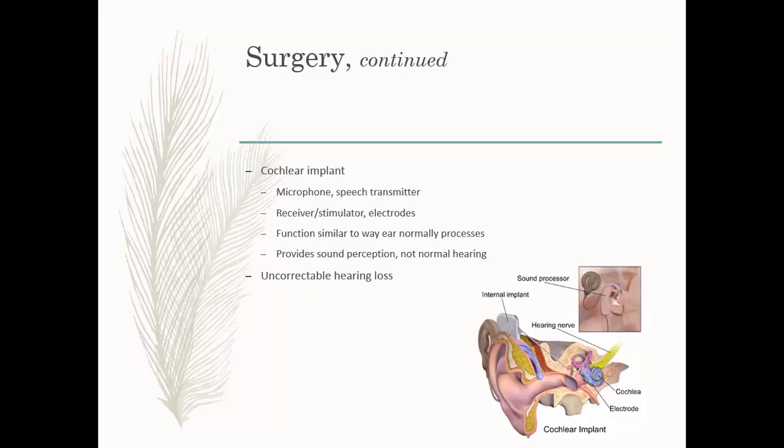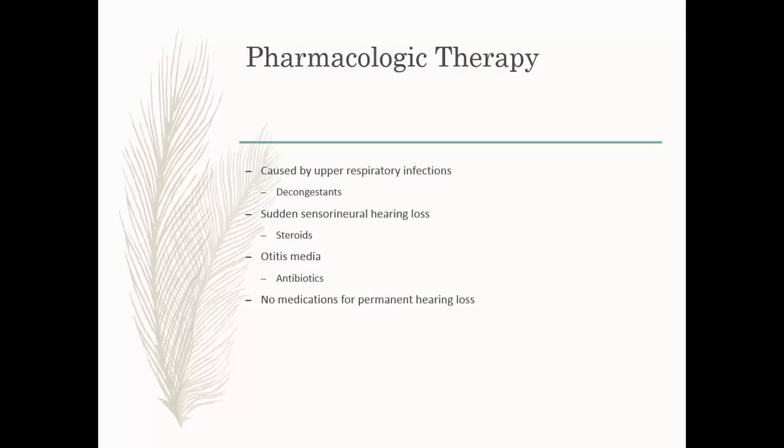And then there's always different ones that are uncorrectable hearing losses. All right, so your pharmacologic therapy is most often caused by upper respiratory infections or seasonal allergies. These can be treated with decongestants, and they might be helpful. Sudden sensory neural hearing loss, initially it is treated with steroids. For otitis media, antibiotics are going to be prescribed. There are no medications for permanent hearing loss.